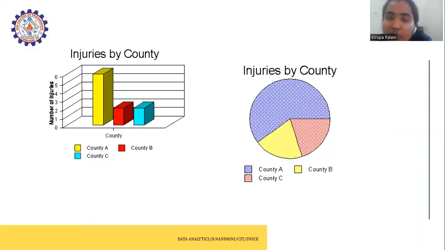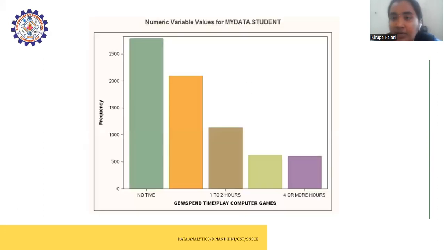A bar chart has been given. For example, the number of injuries is given on the left-hand side and the country on the right-hand side. Country A is in yellow, country C in blue, and country B in red. Injuries by country is also shown in a pie chart: blue is country A, yellow is country B, and red is country C. There are two types, the pie chart and the bar chart, which we can easily understand in a descriptive analysis way.